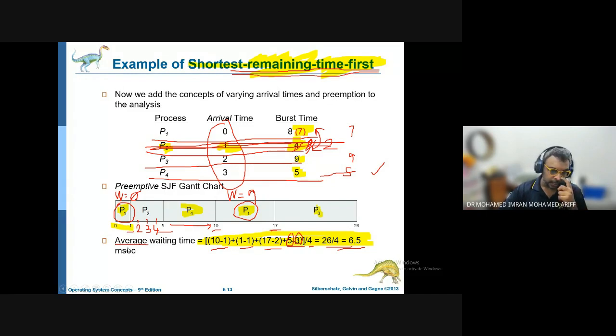Okay, CPU stops for a while and checks. P2 has come in and its processing time is 4. Since P1 came in earlier, its remaining time is 7, because it has already run for 1 second. So 7 and 4, 4 is shorter than 7. So process 2 will continue.